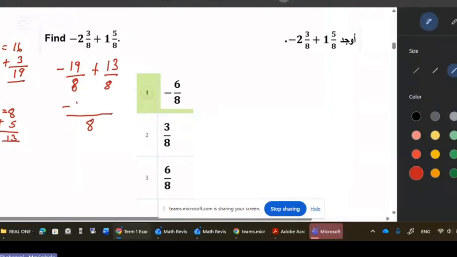Now we have minus 19 plus 13. The signs are not the same. What do we do when the signs are not the same? We subtract, like we spoke about in the previous example. We have minus and plus. What do we do? We subtract because the signs are not the same. So we're going to say 19 minus 13. What is 19 minus 13?